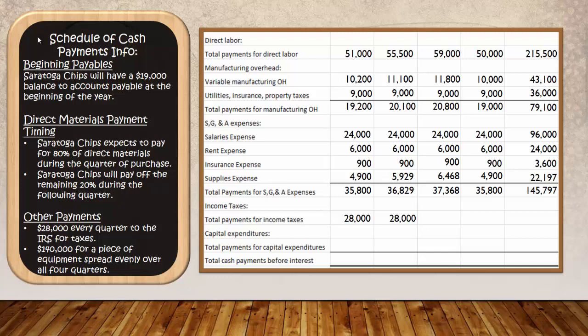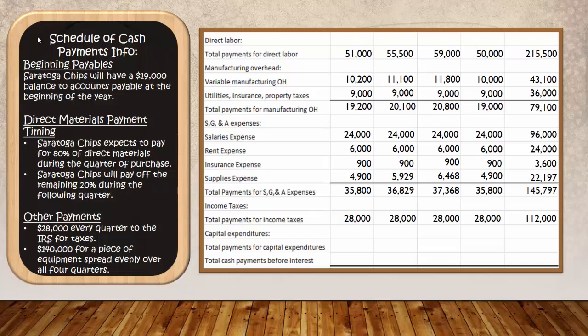So $28,000 every quarter gives us a total of $112,000 in cash payments that we have to make to the IRS. And lastly, we have our total payments for capital expenditures, and these would typically be recorded on the capital expenditure budget. But for the sake of space and time, we're just going to go straight to our cash budget.